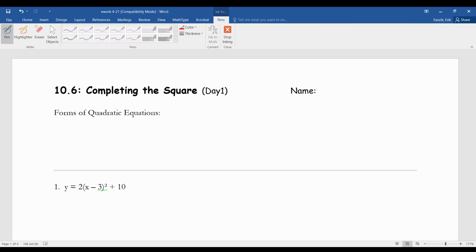Hello, here we are. We are moving into something called completing the square. Cover some topics here. Again, this lesson will be covered in detail.